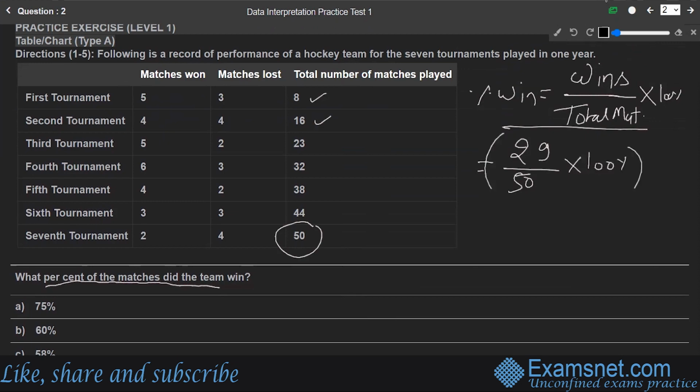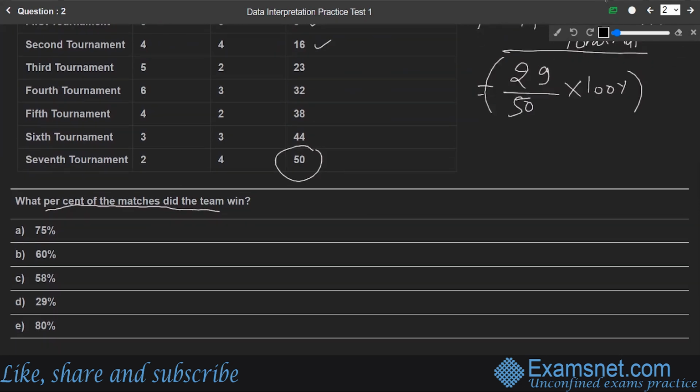Obviously this might come out in decimals, so we'd have to approximate the data. But if we calculate exactly, this comes out to be exactly 58%. 29 by 50 into 100% gives you 58%. That is the right answer, available in option C.